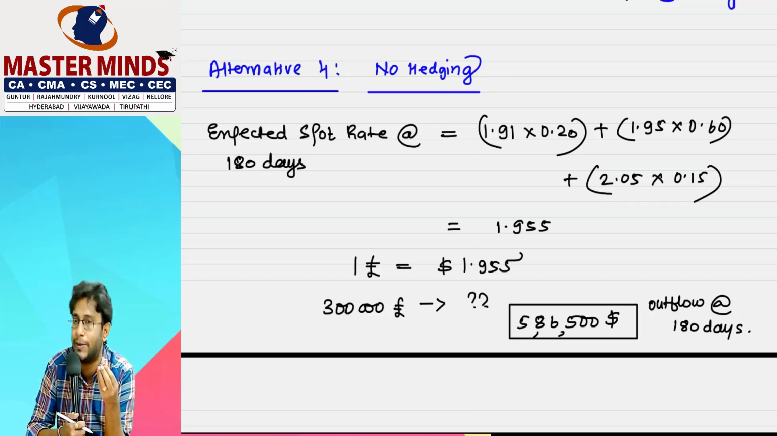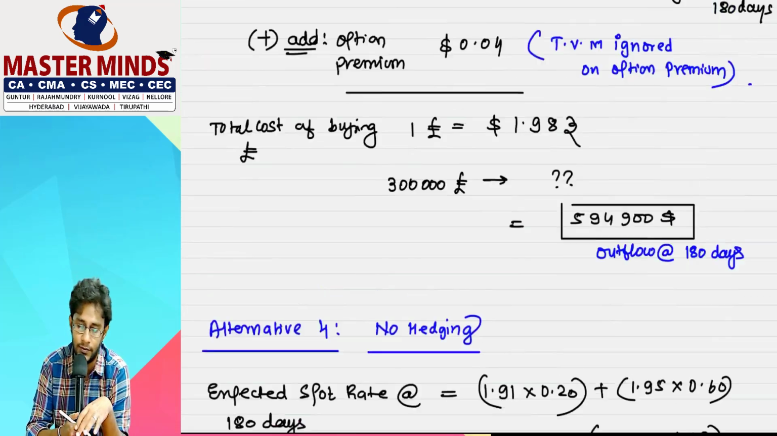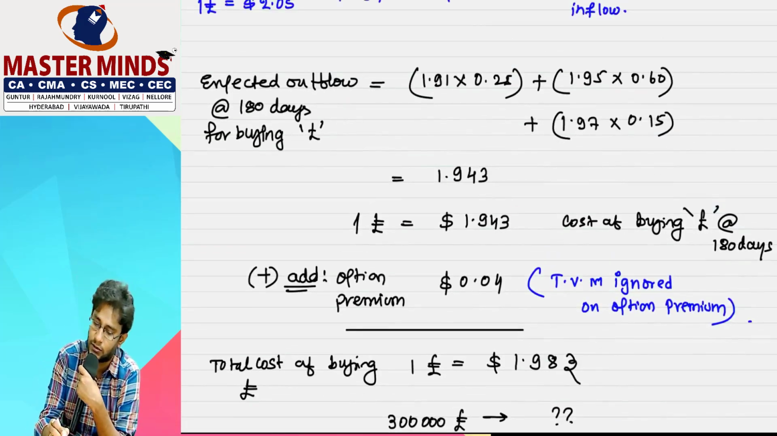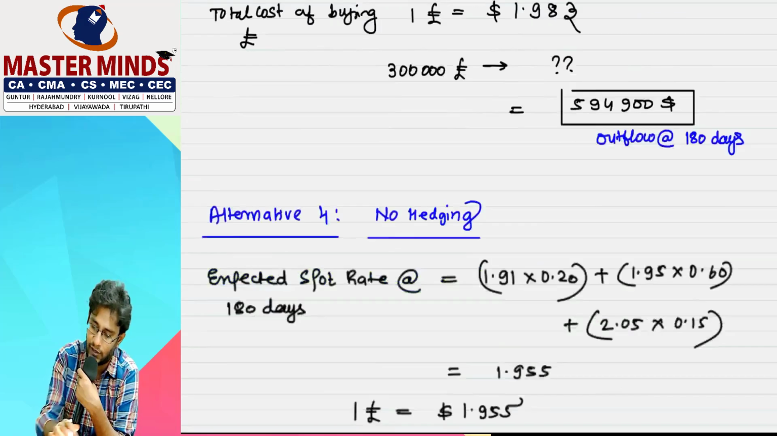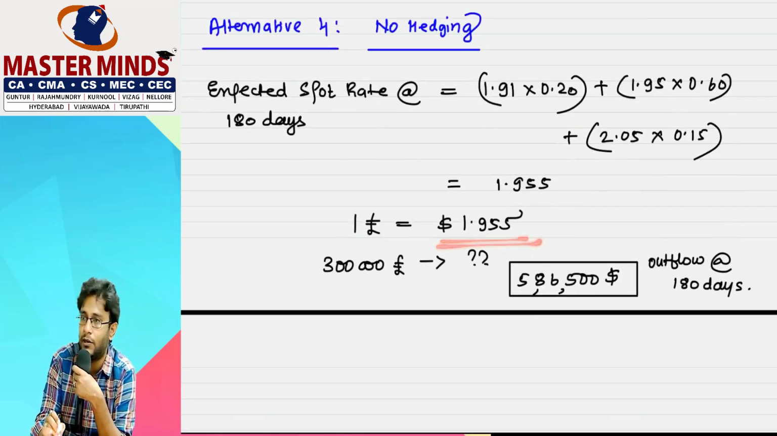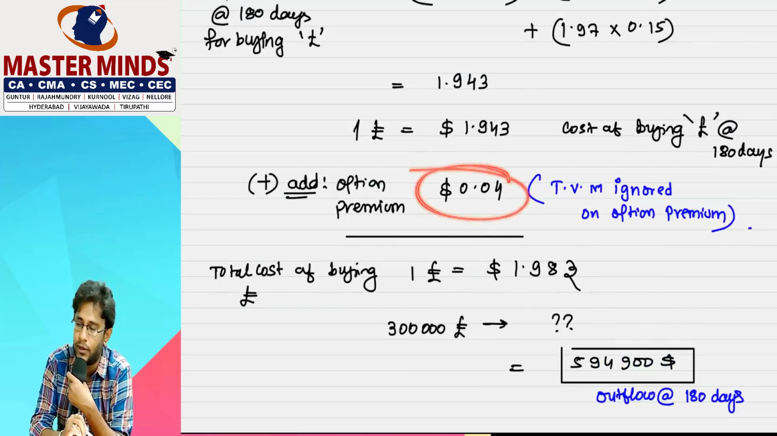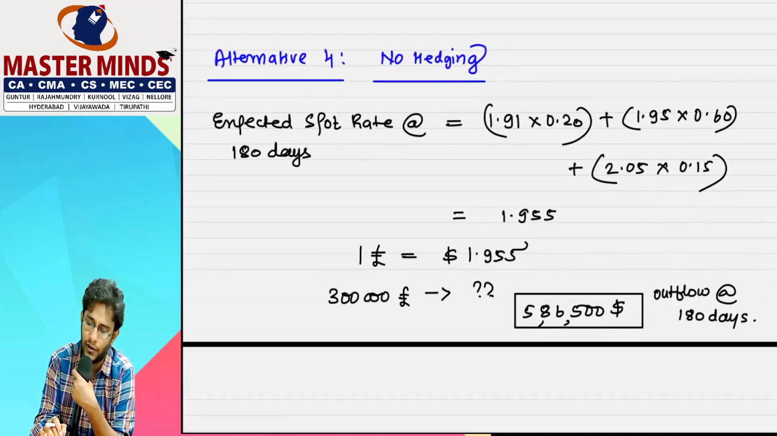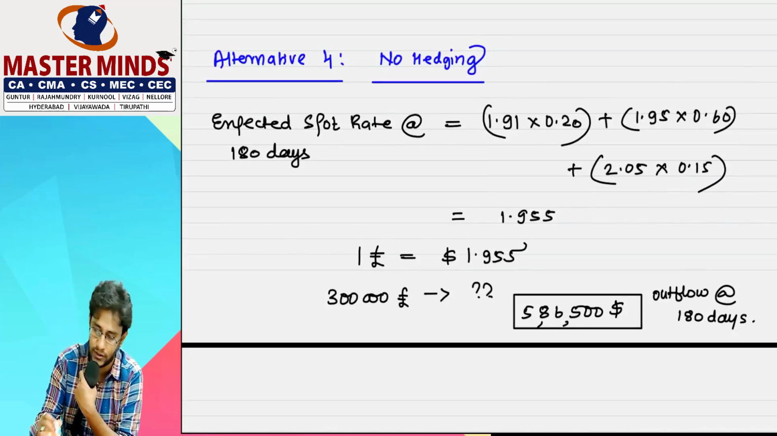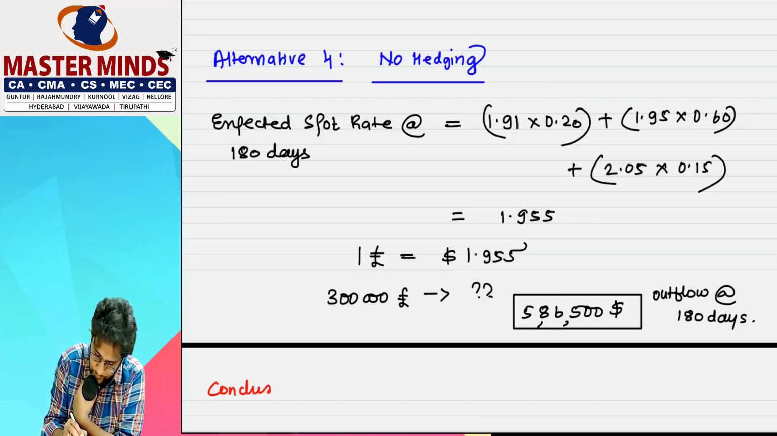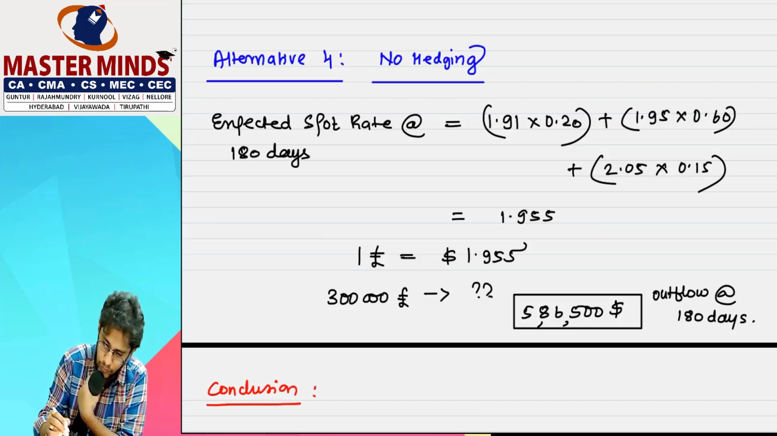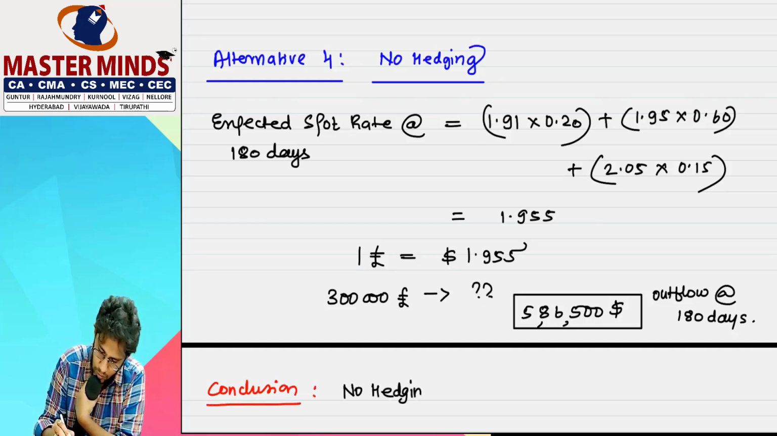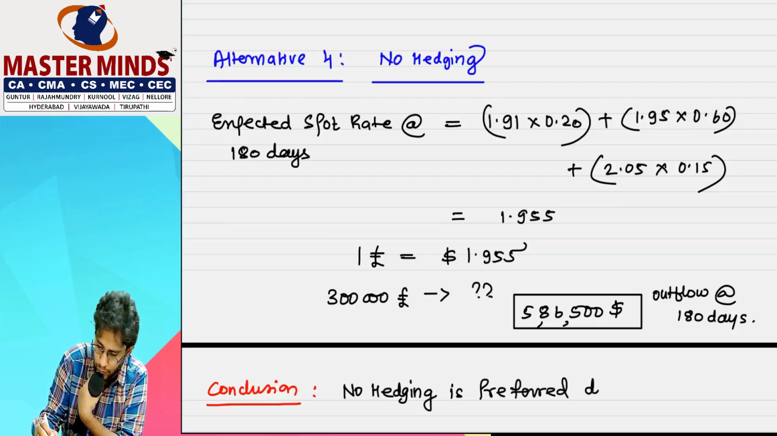See, actually the call option was better. But why the call option failed here is, effectively your purchase cost of a pound is only 1.943, whereas in the last case it is 1.955. But the call option is failing because of the premium. The forward rate is higher, and money market interest rates are disadvantageous for you. Conclusion: no hedging is preferred due to lower outflow.